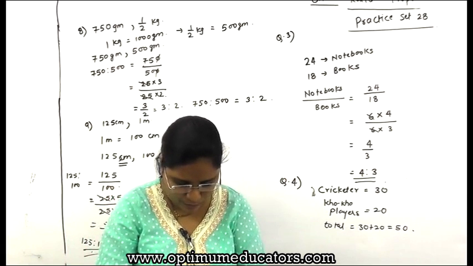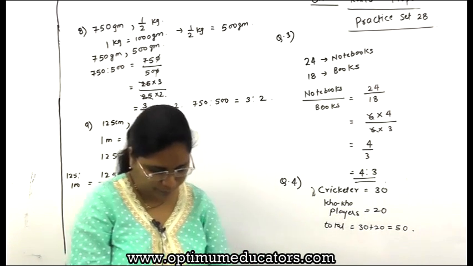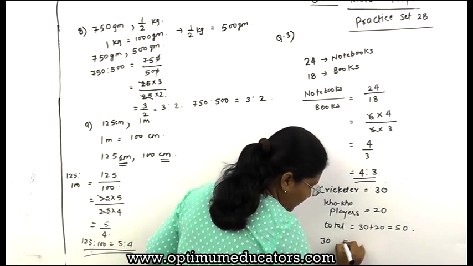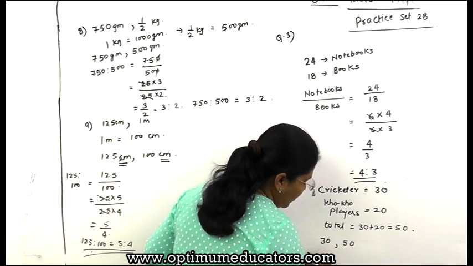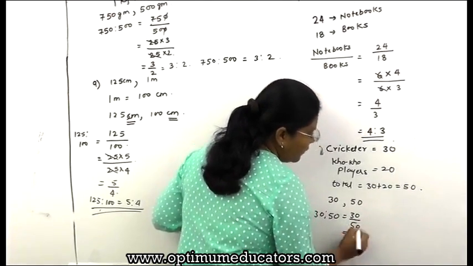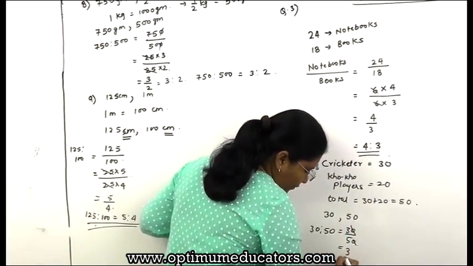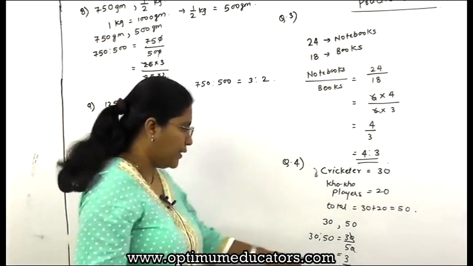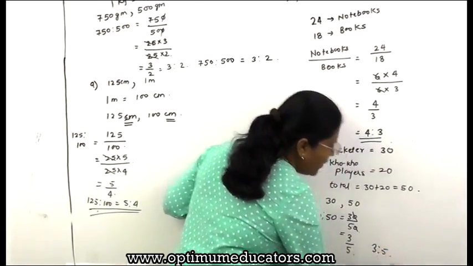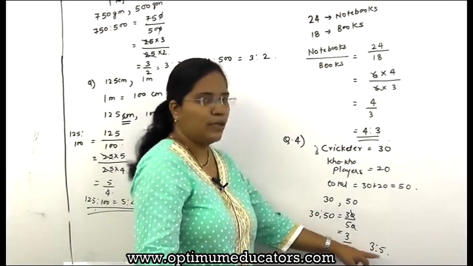What are you asked to find out? You are asked to find out the ratio of cricketers to total number of players. Cricketers are 30 and total number of players are 50. So 30 is to 50 is equal to 30 upon 50. We have 0 at the unit place, numerator as well as denominator. So that goes off. It is equal to 3 upon 5. Can you further simplify this? No. So the final answer is 3 is to 5. Means the ratio of cricketers to the total number of players is equal to 3 is to 5.